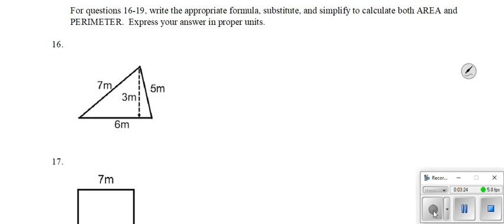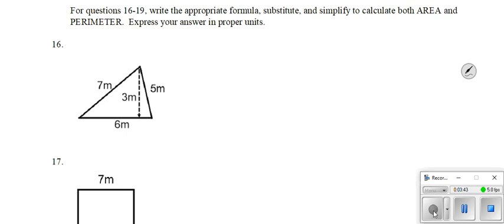For questions 16, 17, 18, and 19, it says, write an appropriate formula, substitute, simplify to calculate both the area and the perimeter. Now, we never talked about perimeter because it wasn't a grade 8 outcome, and I don't even think it was a grade 7 outcome. But the construction of a formula is something I didn't give you, but I want you to know these.